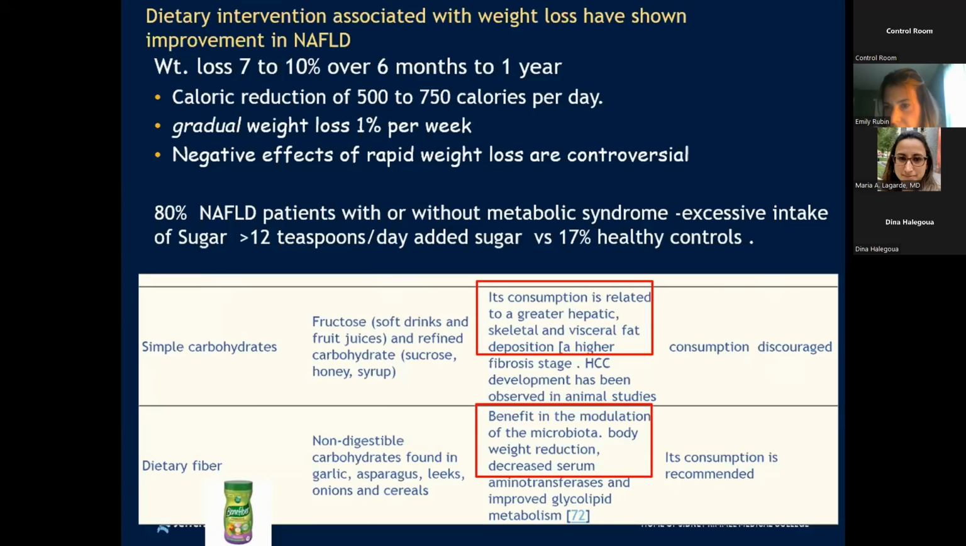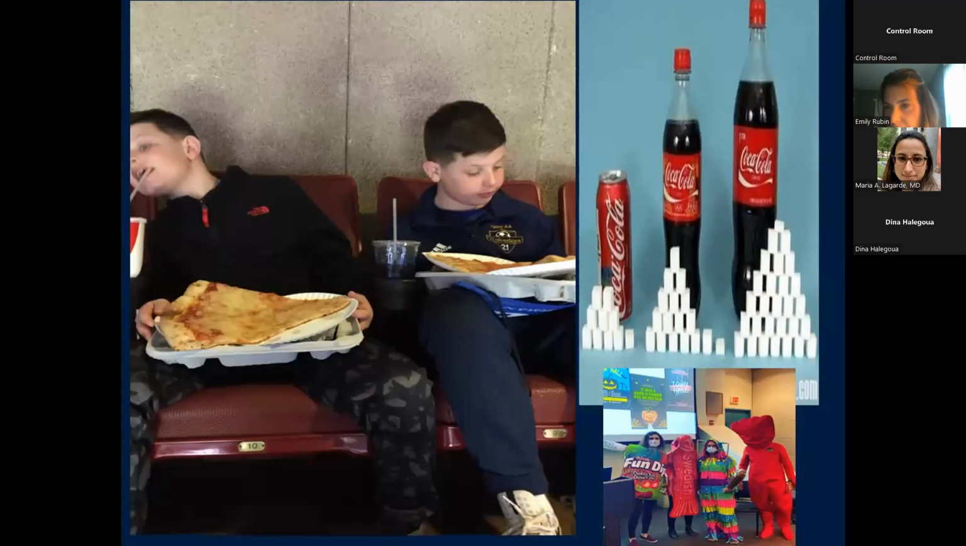So another thing is 80% of patients with or without metabolic syndrome, when they've done a study, were showing that they were eating more than 12 teaspoons of sugar a day versus the 17% control. So 12 teaspoons a day, that's a 12-ounce can of Pepsi, if you get an idea. This is a little bit of an older picture here. These are my boys when they were maybe about 10. We went to the Sixers game, and if you look at that slice of pizza that they're serving, it's basically the size of them. So you can see how big that is, and that's like a 1,000-calorie slice of pizza.